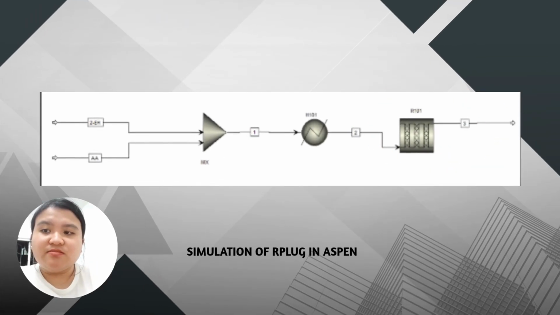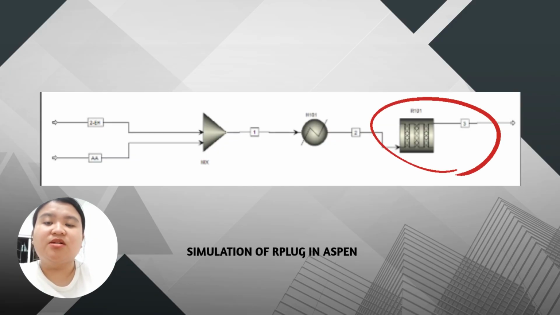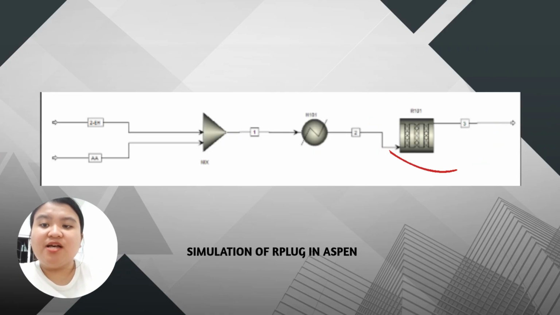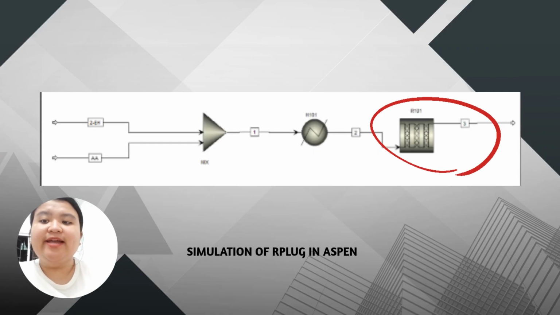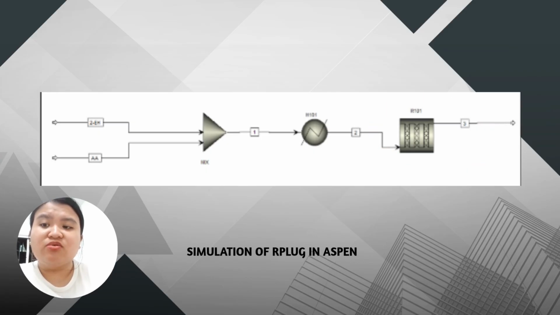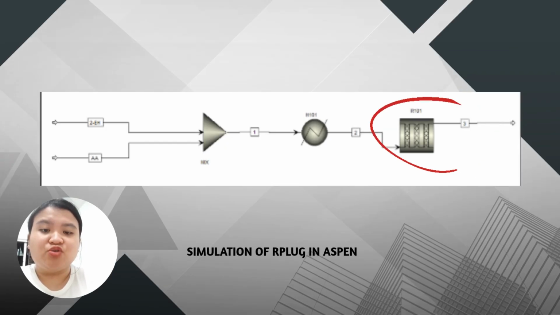For our simulation, the rigorous plug flow reactor, RPlug, was chosen as it resembles the behavior of tubular or packed bed reactors used in industry. The RPlug assumption is perfect concentration and temperature along the reactor length. RPlug is suitable for a high conversion and purity of the 2-ethylhexyl acrylate produced.